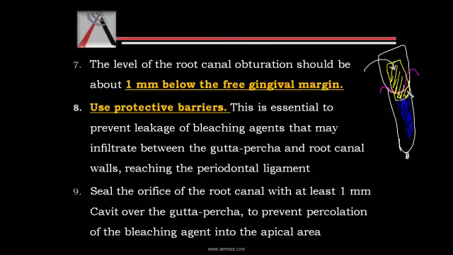We do not want this to happen, so we have to place a barrier that will prevent the percolation of the bleaching agents into the gutta percha. So this is the next step after we have cleared the cavity of the gutta percha, the use of protective barriers. So seal the orifice of the root canal with at least 1 mm over the gutta percha. This is to prevent the percolation of the bleaching agent into the apical area.